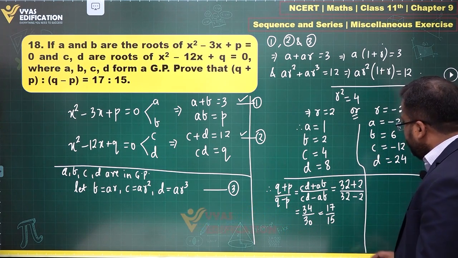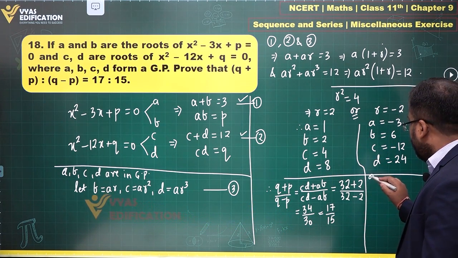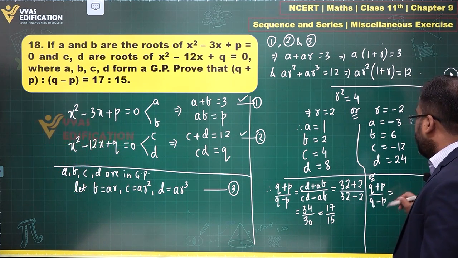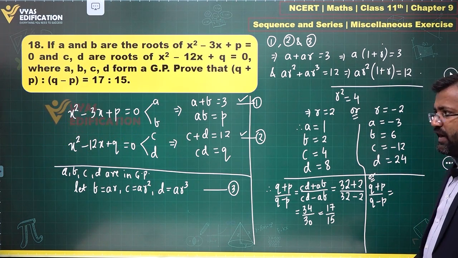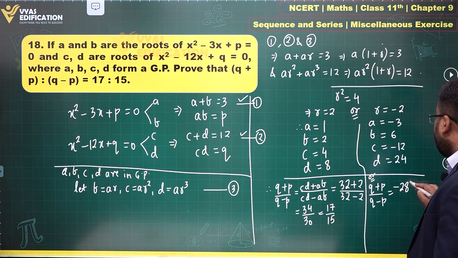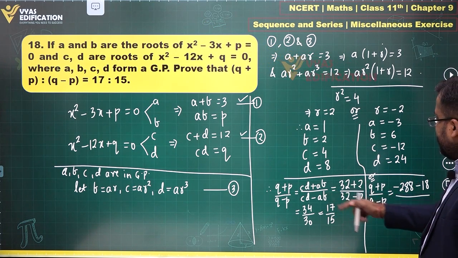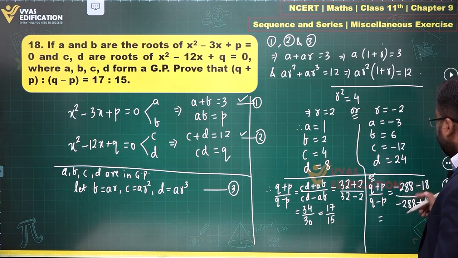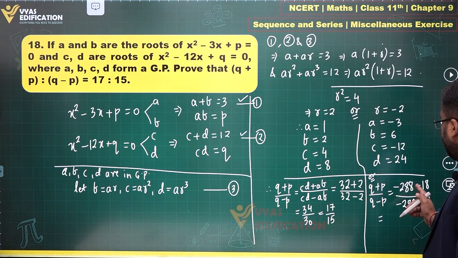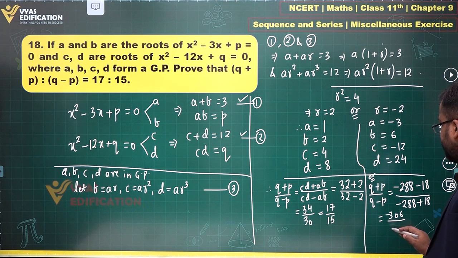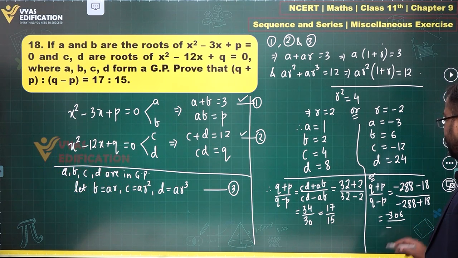But we have another expression over here. Q plus P upon Q minus P is equal to, again, CD plus AB. CD is 24 into minus 12. What is that? Minus 288 plus AB. AB is minus 18, over CD minus AB, which is minus 288 plus 18. And what does this simplify into? Minus 288 minus 18 will be minus 306. And what is this? Minus 288 plus 18 will be minus 270.